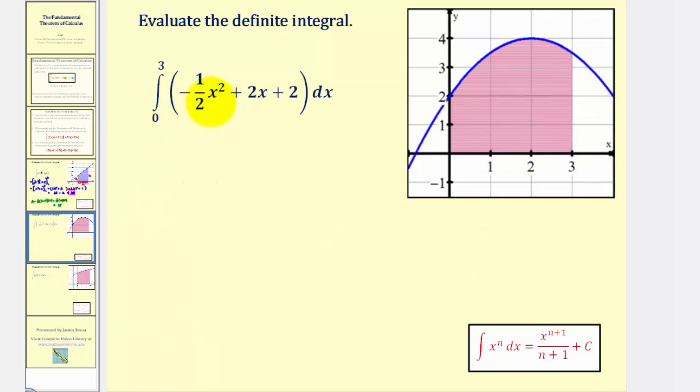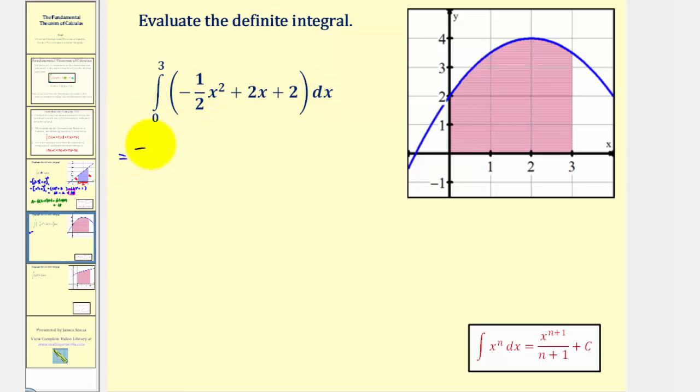Again, notice how the integrand function is non-negative over the closed interval from 0 to 3. So this definite integral is equal to this area here. So applying the Fundamental Theorem of Calculus, we'll first find the antiderivative of negative 1/2 x squared plus 2x plus 2 with respect to x.